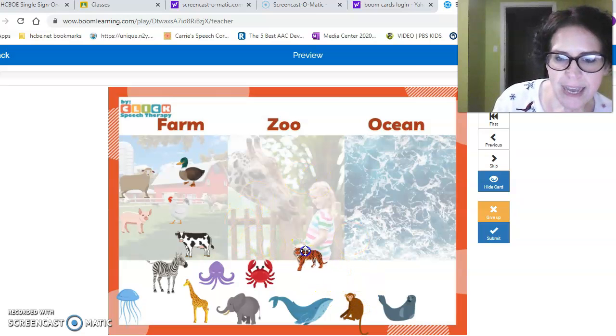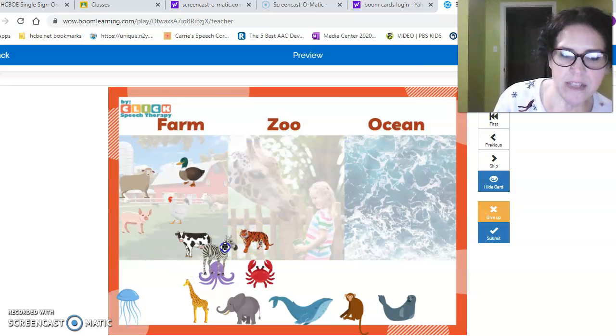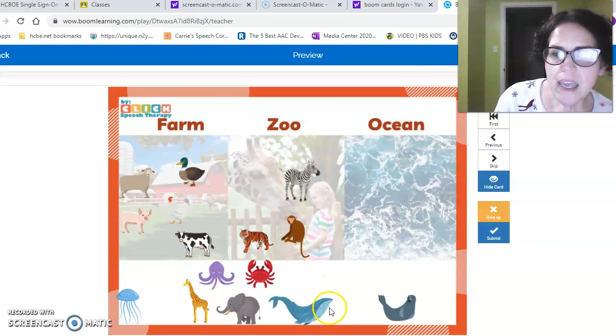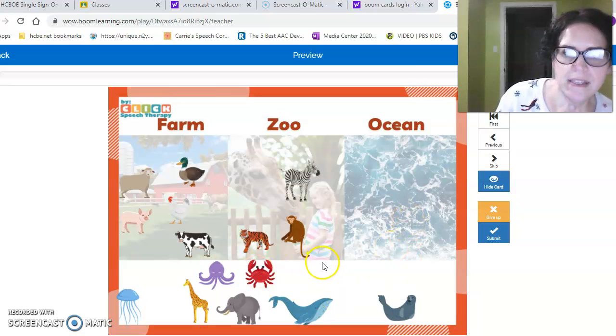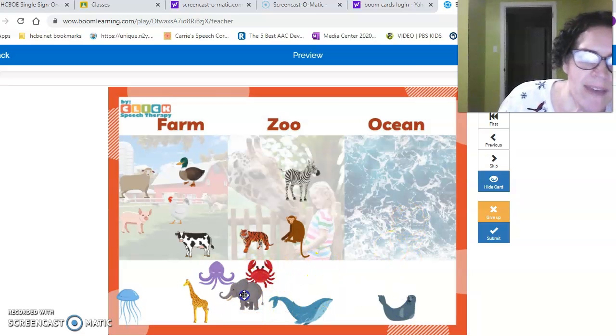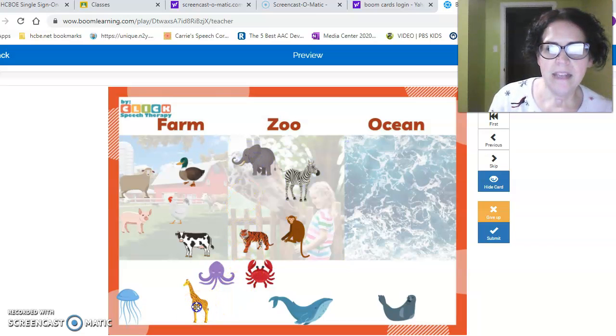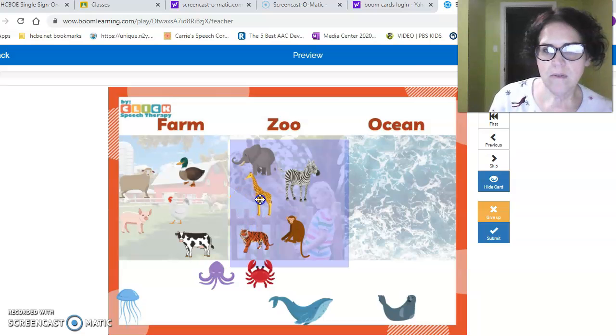How about a tiger? Tigers live in the zoo, and so do zebras and monkeys. And what about seals? Sometimes you might see a seal at the zoo, but I think the seal is better suited for the ocean in this activity. So let's see, we have elephants. Elephants we see at the zoo, and giraffes we see at the zoo.